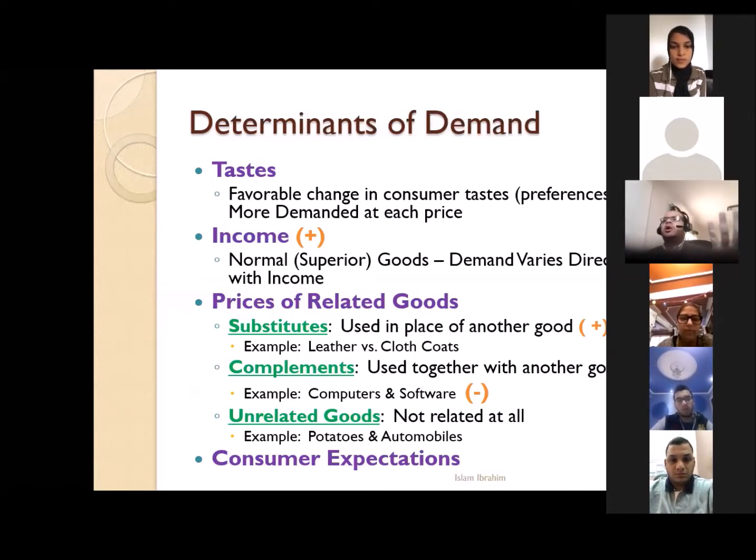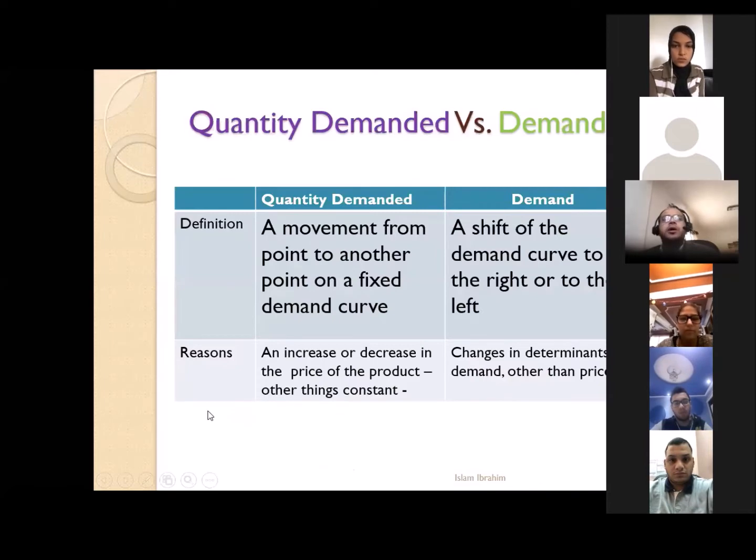Complements, so this is complementing something else. So oil and car, so when the price of oil increases, that means the demand for cars decreases. Nothing happened in the auto market, but what happened is the increase or change of the price in the complement goods. And then again the price, consumer expectation.